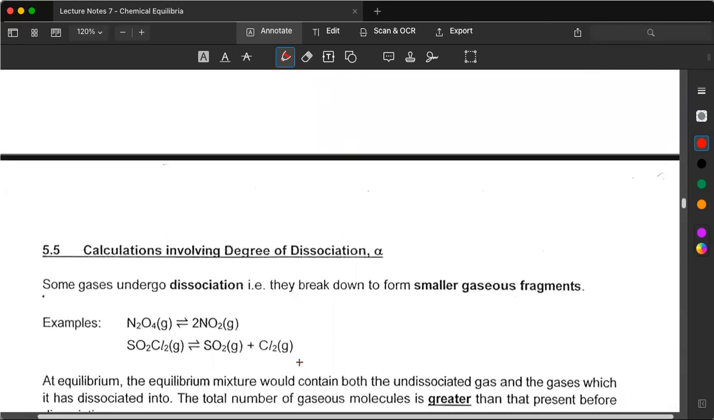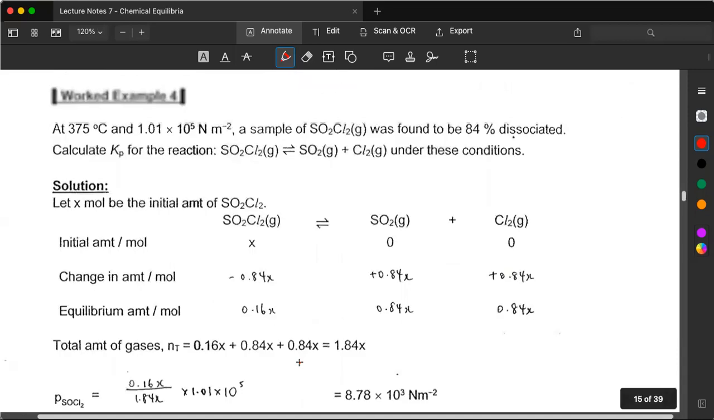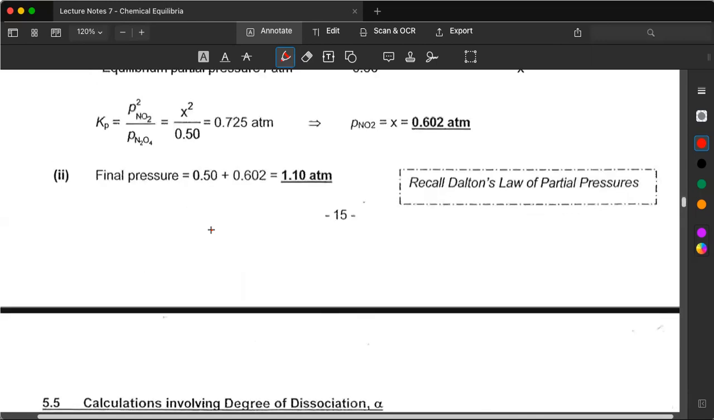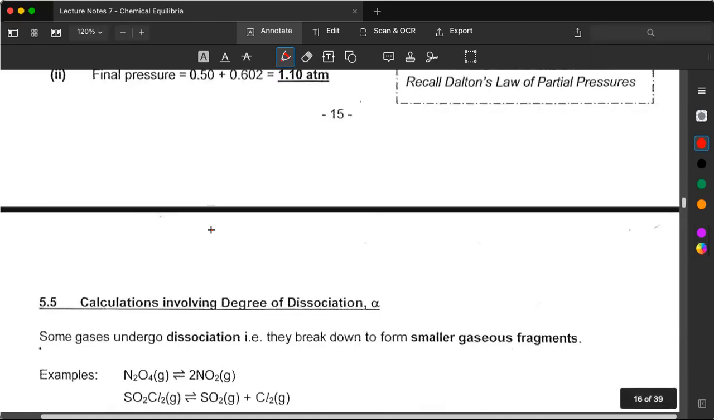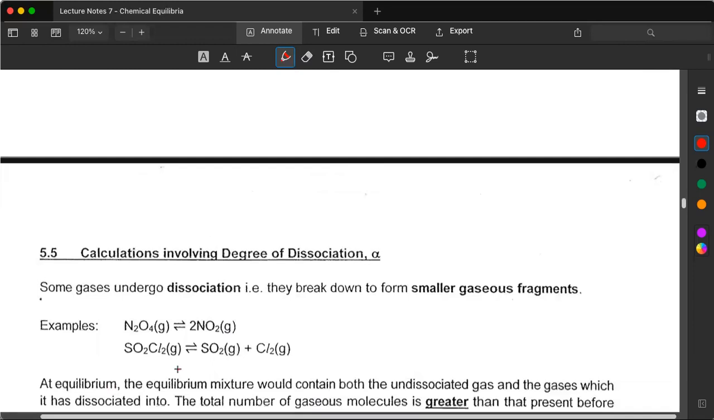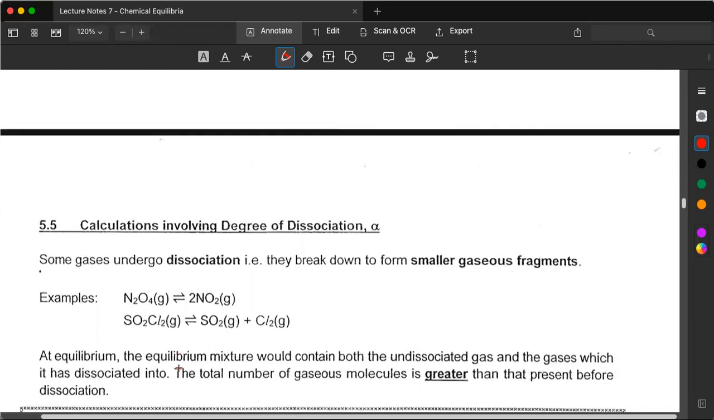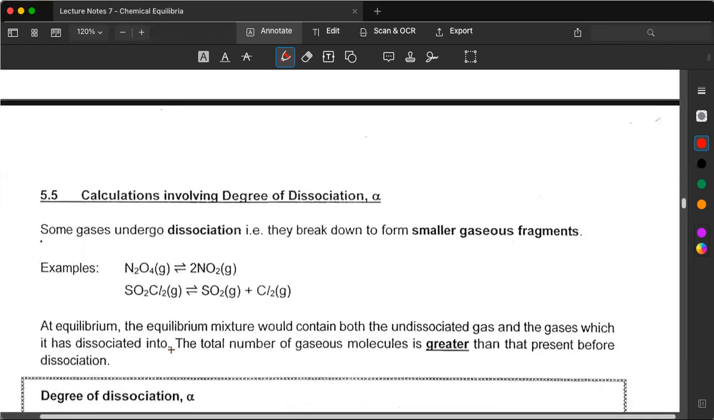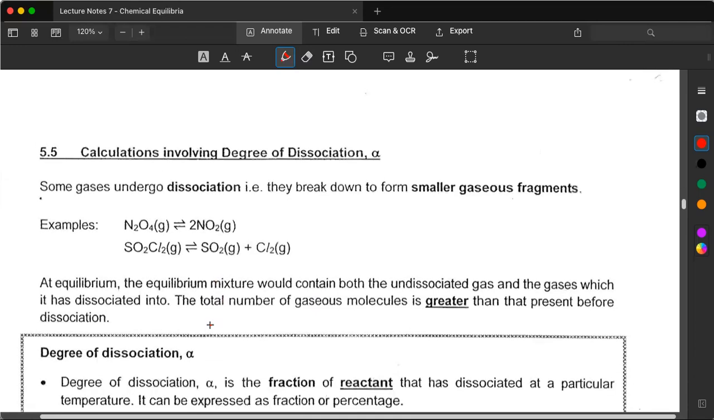Now, calculation involving degree of dissociation. Sometimes in questions they will use that term. Either they say percentage dissociation, as just now, or sometimes they use the term degree of dissociation. It's very similar. Some gases undergo dissociation where they break down to form smaller gaseous fragments. At equilibrium, the mixture will contain both the undissociated gases and the dissociated gases. The total number of gaseous molecules is greater than before dissociation.